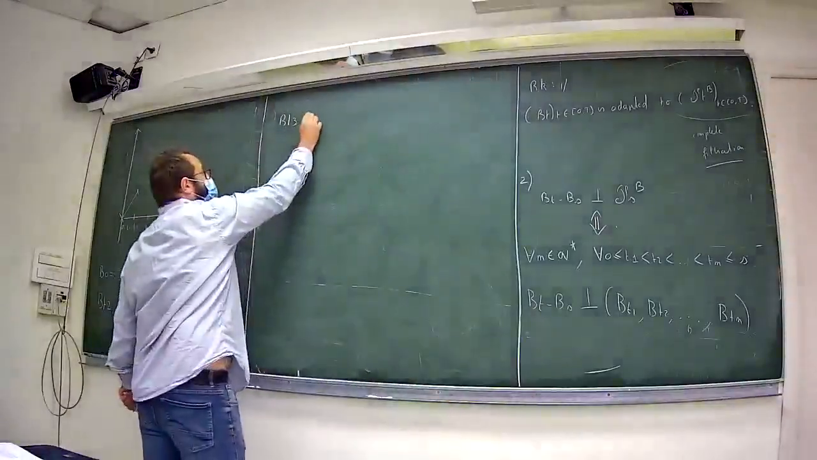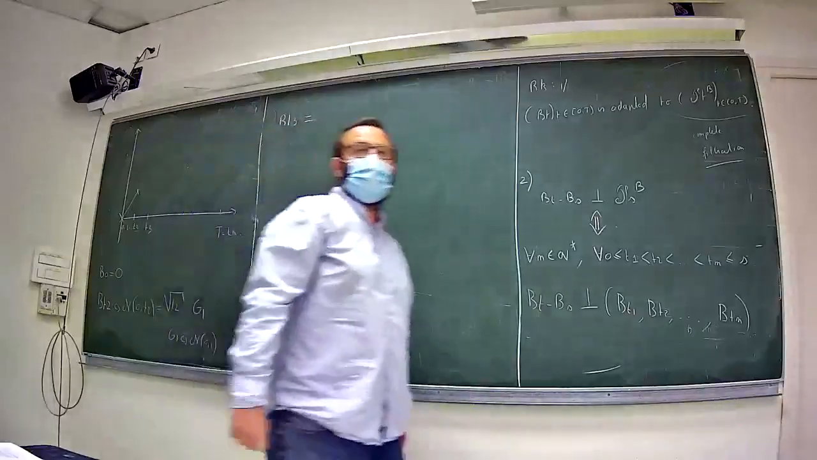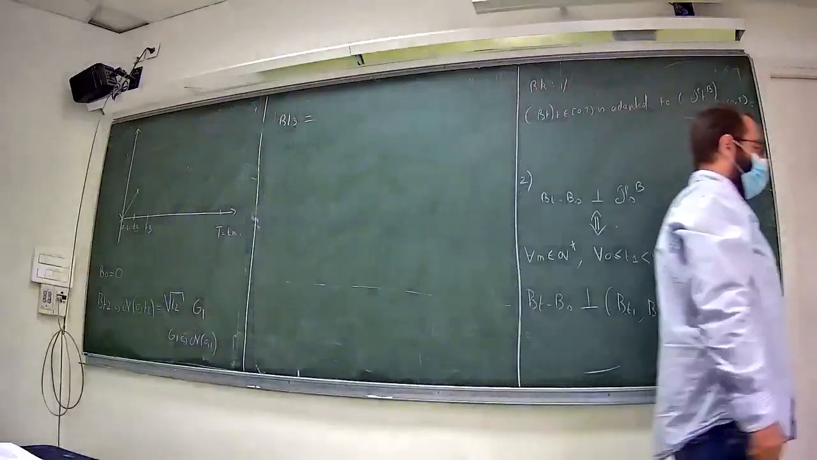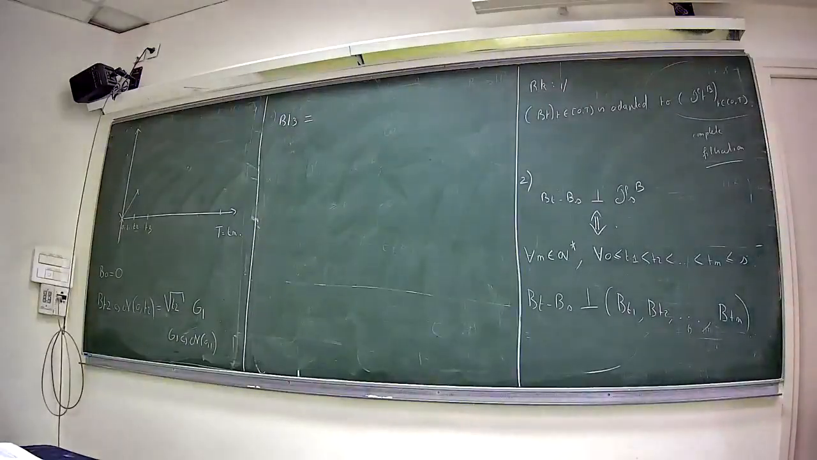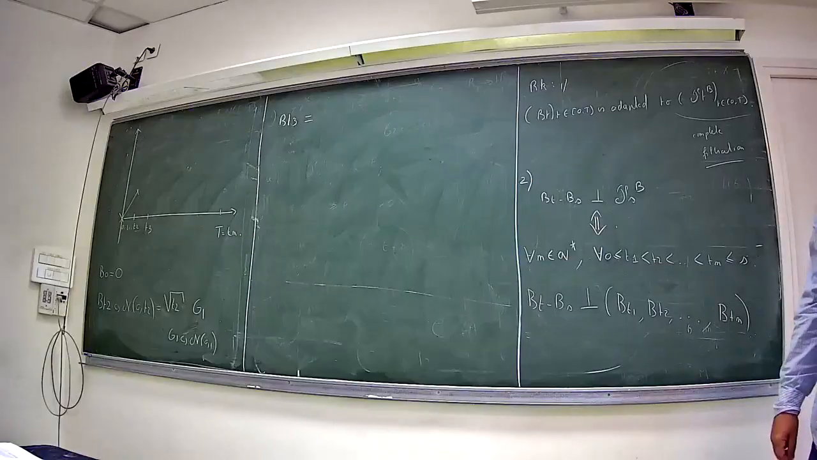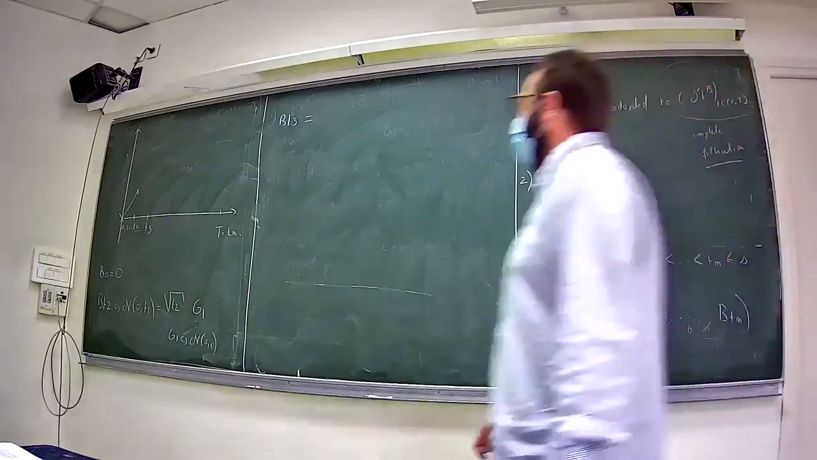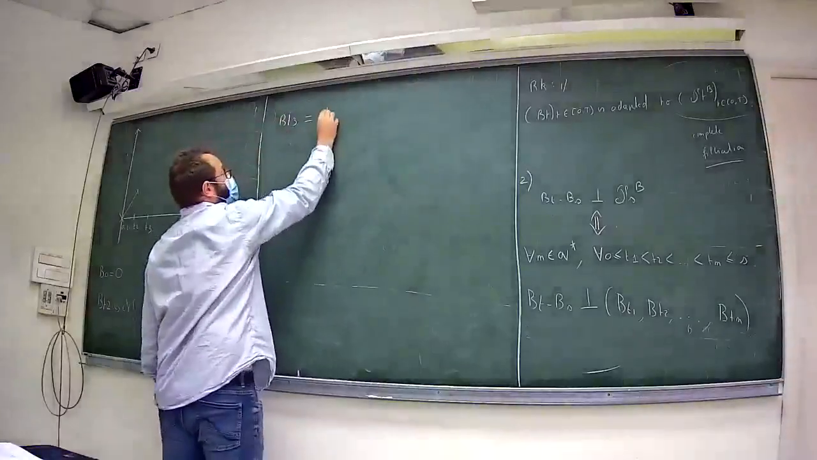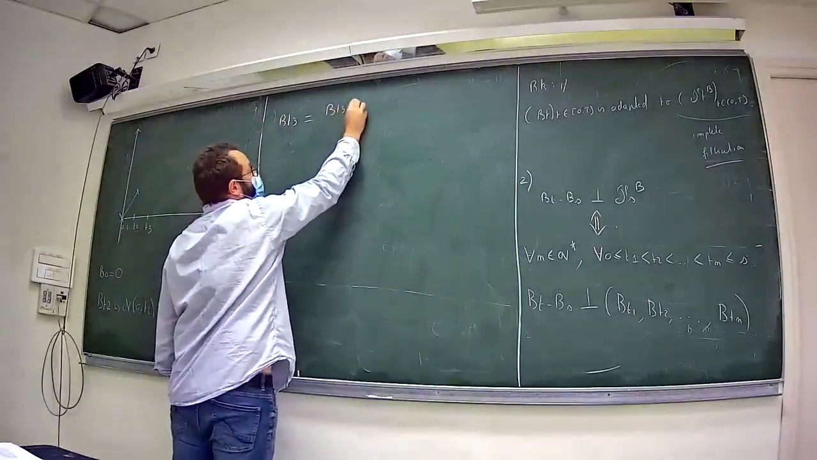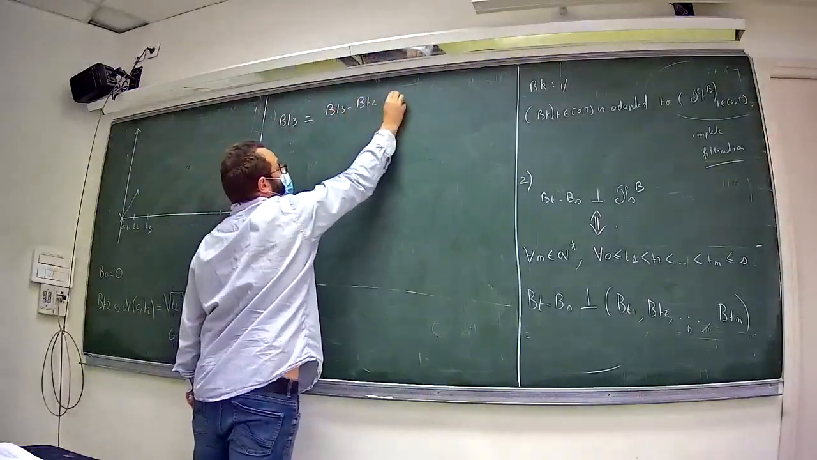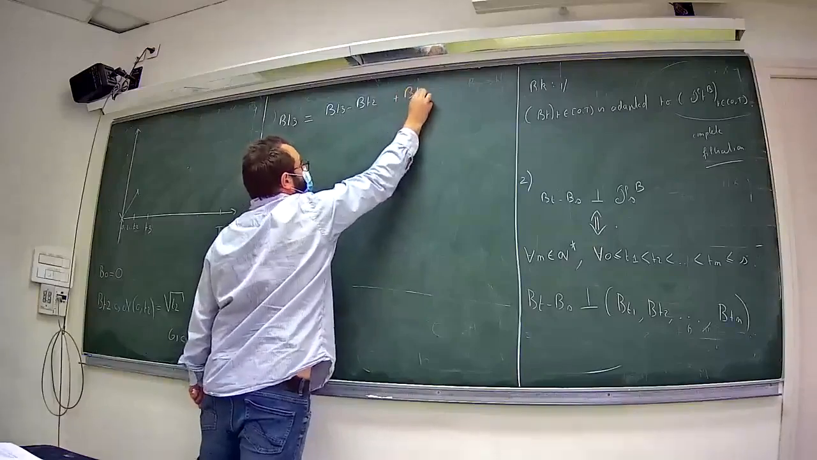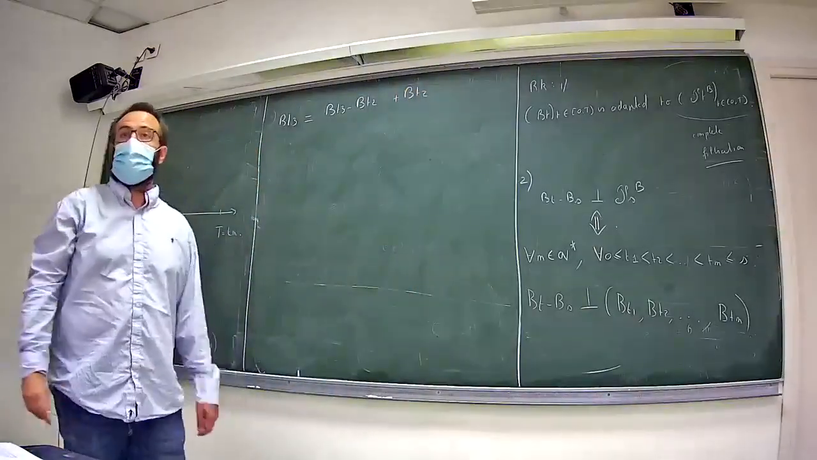So I write BT3, and you will see in this chapter, and even in the financial part, it's something we are going to do several times, that is to make the increments of the Brownian motion appear. BT3, I write it as BT3 minus BT2 plus BT2. Okay? Why not?